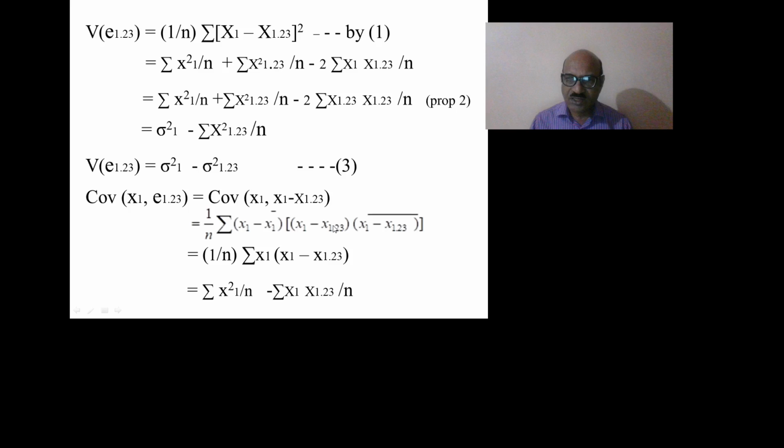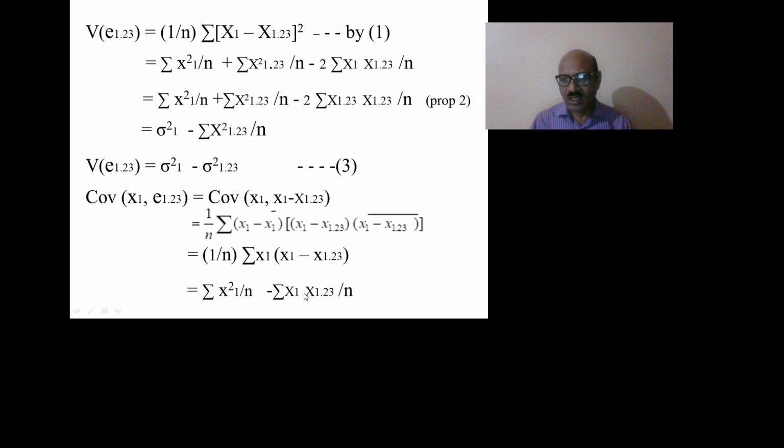You are left with 1 upon n, this x1 from the first bracket, and from the square bracket you are getting only the first bracket as x1 minus x1.23. So that is written in the next expression. Now I will multiply inside and divide by n. So this will give x1 into x1 is x1 square divided by n, and x1 into x1.23 divided by n. Now again we will use property 2, and this will be x1 into, instead of x1, I will write it as x1.23. So this expression becomes x1.23 square.